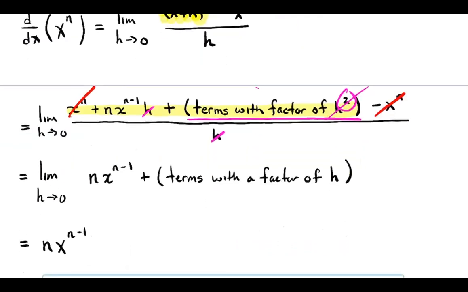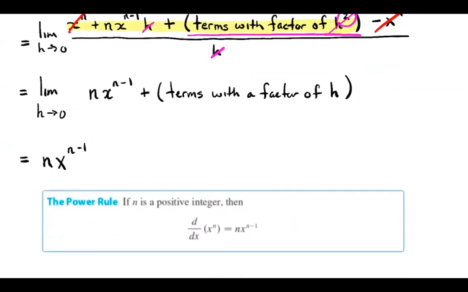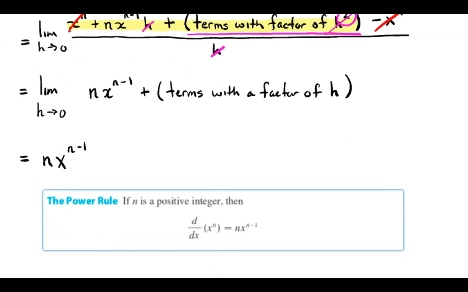So at the end of the computation, here's what we get. The derivative just simplified down to n times x to the n minus 1, all right? So that's the derivative of the power function x to the n. So let me reveal this box, and I clipped it from your text, and we're going to call this the power rule.